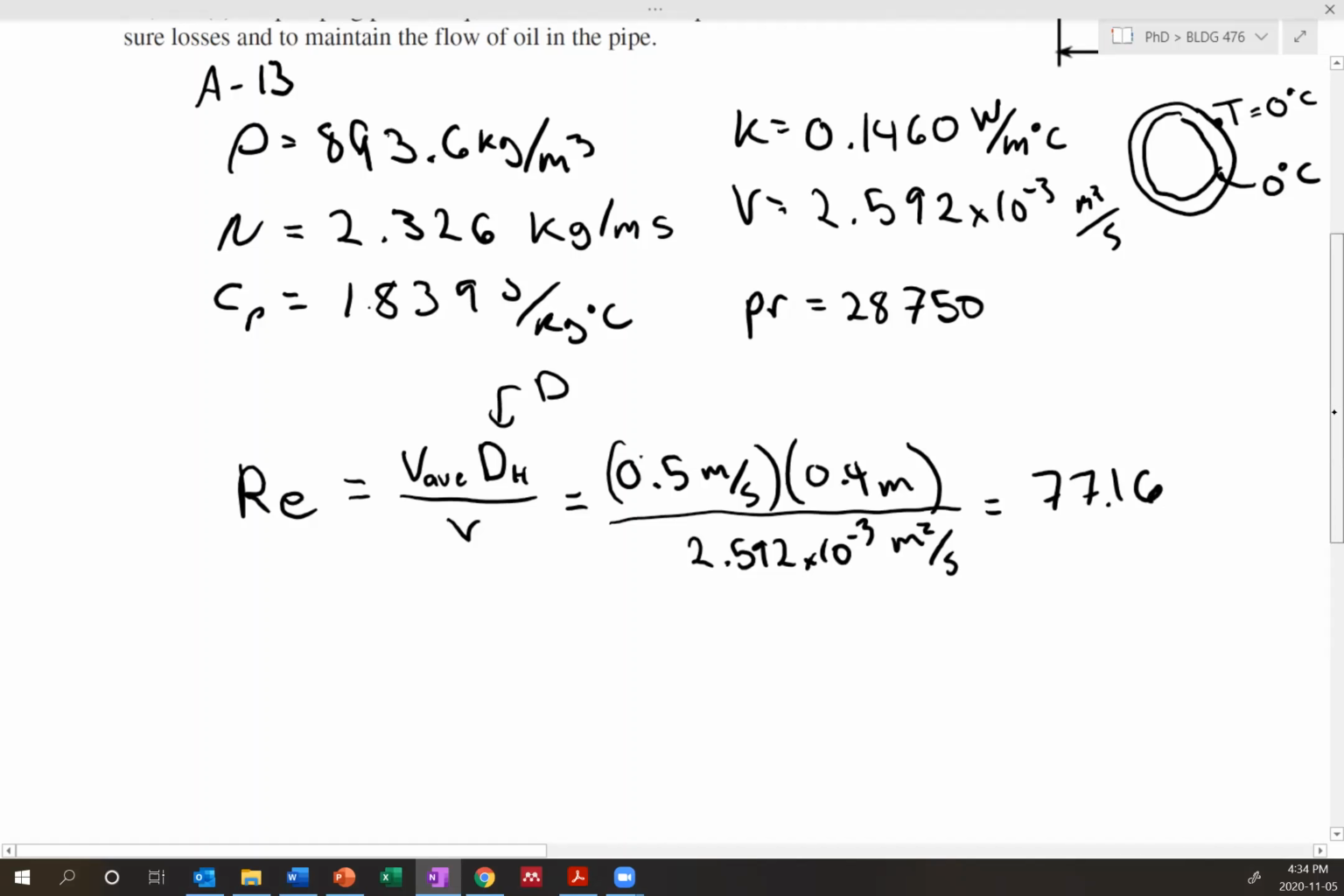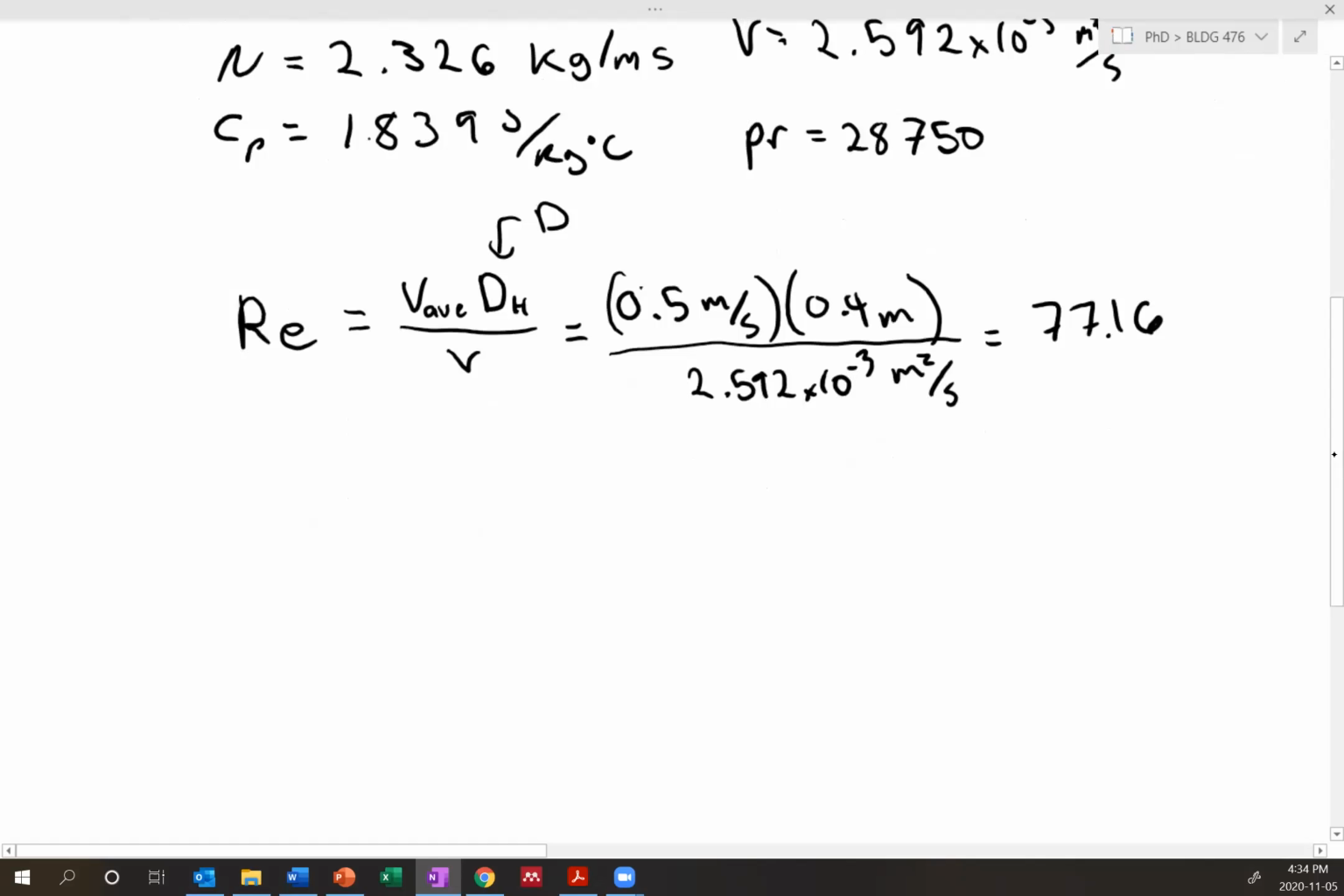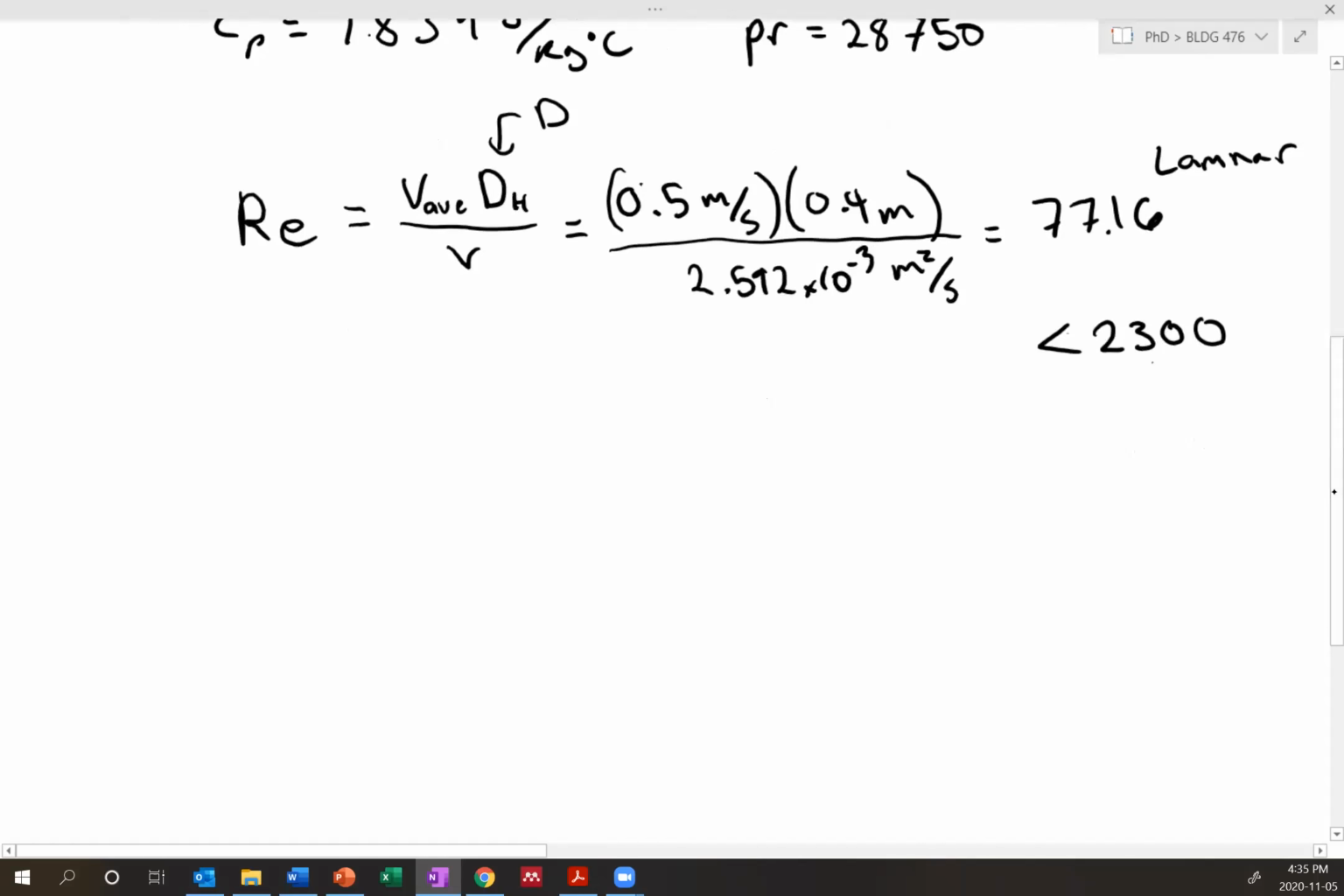Right, and last time we said it was about 10 to the 5 was our transition from laminar into turbulent. But because we're talking about internal flow now, these criteria change. So what we're looking for is less than 2300, which it is. And because it is, we know, I shouldn't write that there, that would make it turbulent, so this whole flow is laminar. All right.